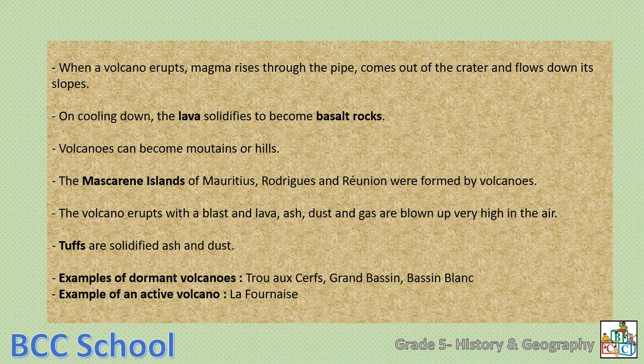This is an active volcano. When a volcano erupts, magma rises through the pipe, comes out of the crater, and flows down its slopes. On cooling down, the lava solidifies to become basalt rocks. Volcanoes can become mountains or hills. The Mascarene Islands of Mauritius, Rodrigues, and Réunion were formed by volcanoes.